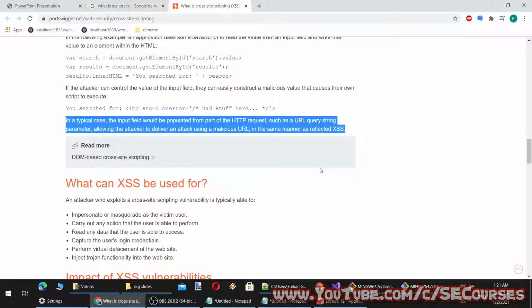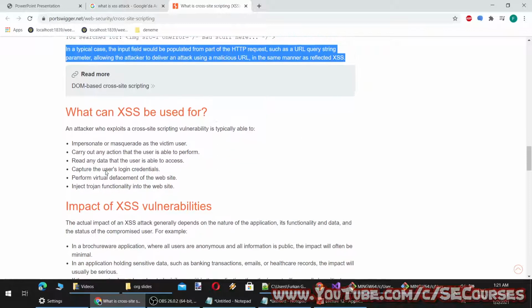In a typical case, the input field would be populated from part of the HTTP request, such as a URL query string parameter, allowing the attacker to deliver an attack using a malicious URL, in the same manner as reflected XSS.